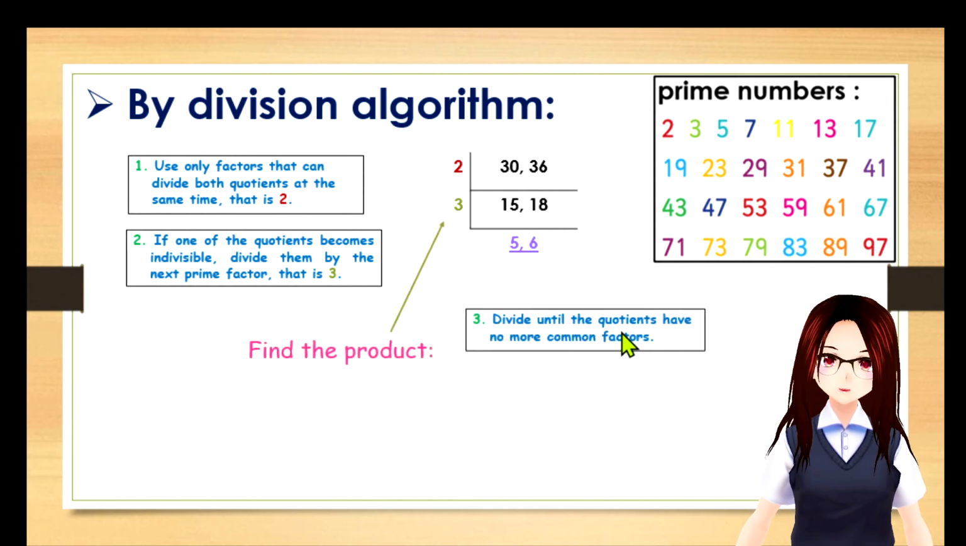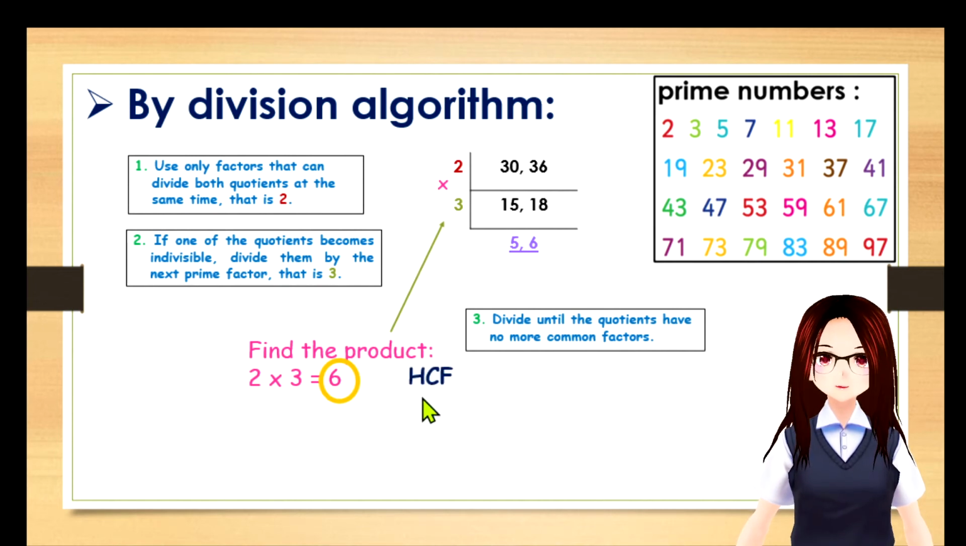Now we divide until the quotients have no more common factors. So here, 5 and 6 have no more common factors, so we cannot divide anymore. Next, we find the product of 2 and 3. So, 2 times 3 equals 6. 6 is your highest common factor.